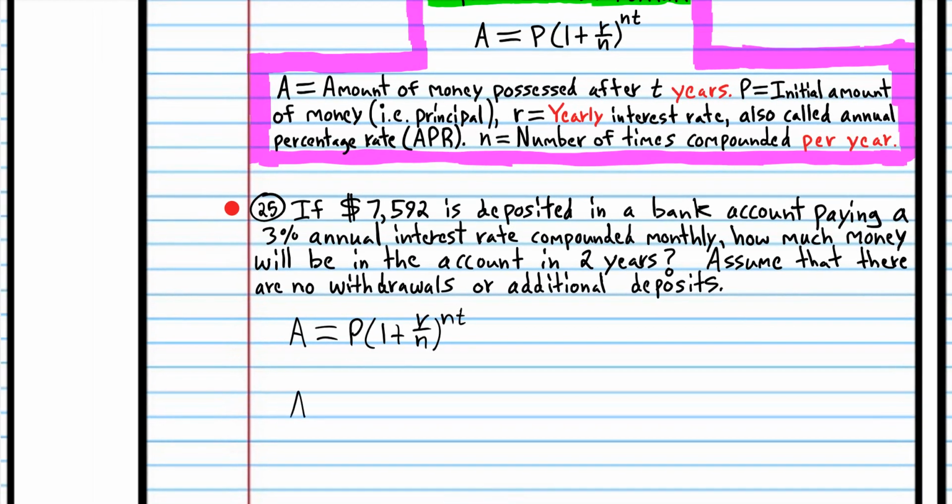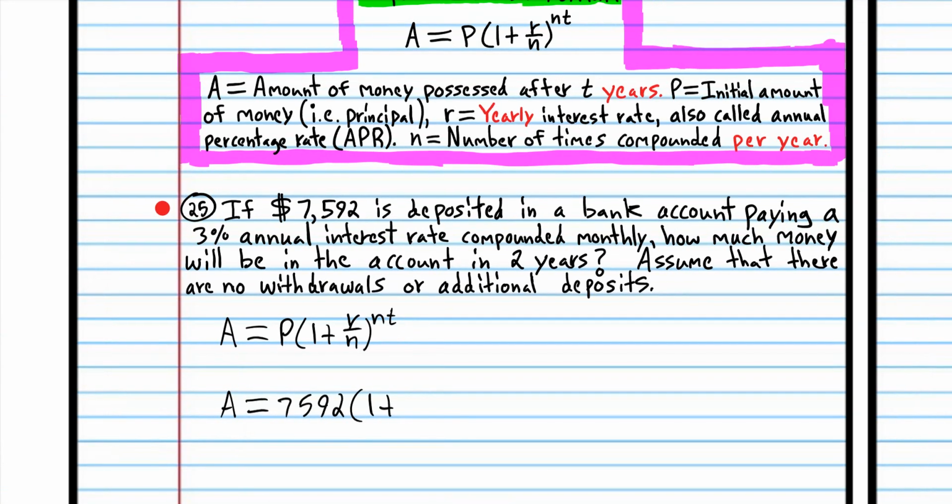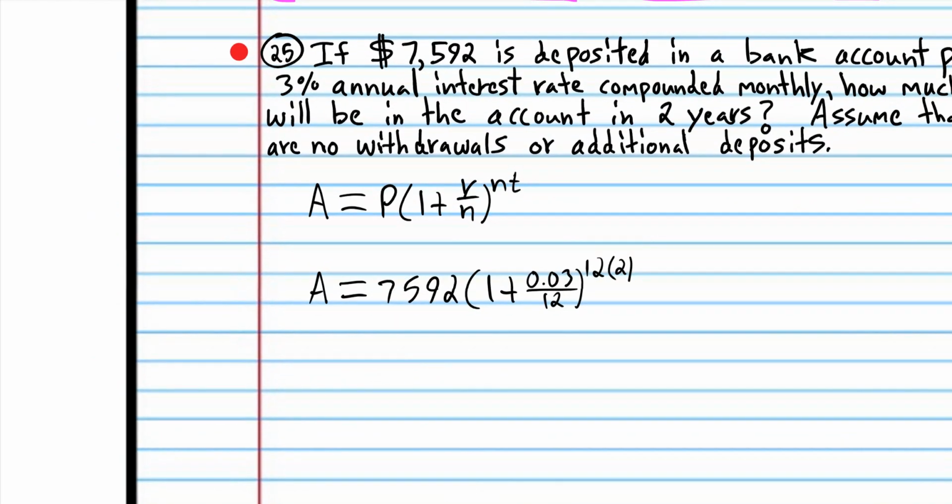So, what is the principal, the amount that you deposited? Well, that's $7,592. What is the interest rate? Well, it says 3% annual interest rate, so we're going to write that in decimal form. And how many times are we compounding? Well, it says compounded monthly. So how many times per year would monthly be? Well, that'd be 12 months in a year. And then how long are we doing this? 2 years. So that's it. That's all we have to do is calculate that expression there.